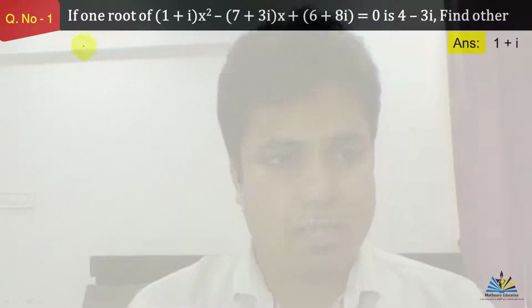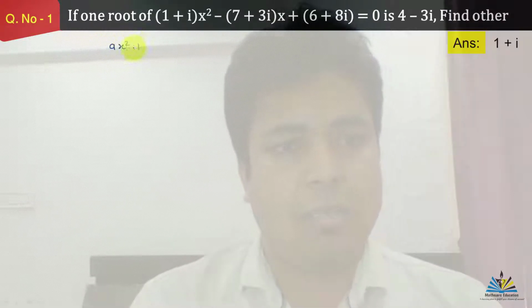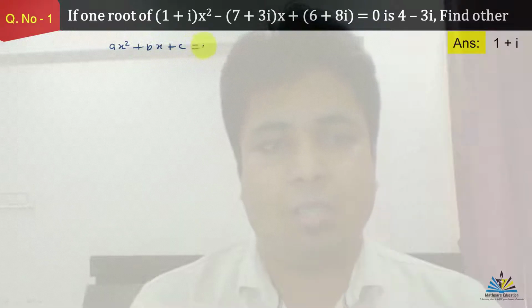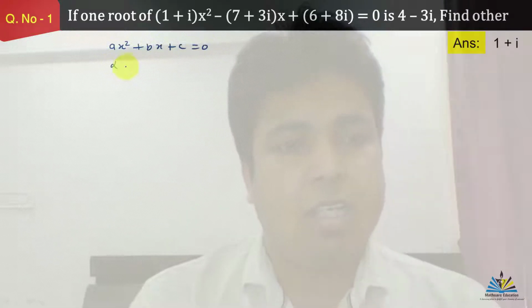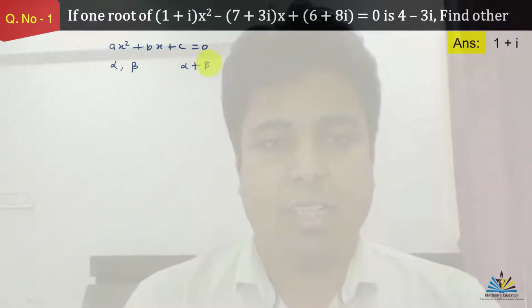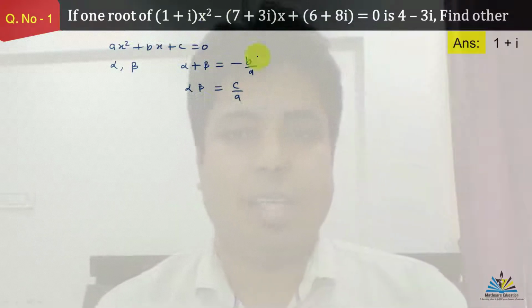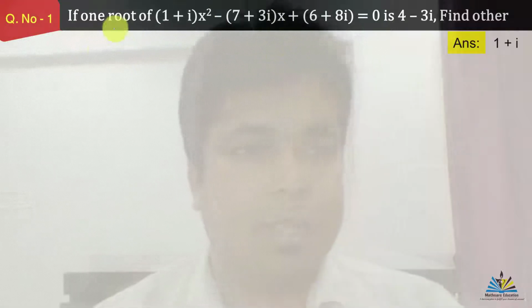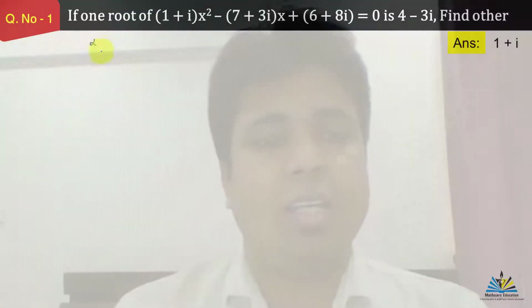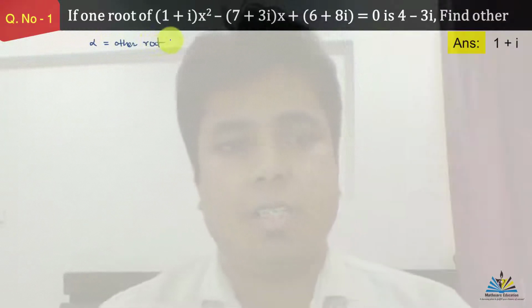As per the concept of a quadratic equation, that is ax square plus bx plus c equal to 0, if we have roots alpha and beta, then as per the rule, alpha plus beta, that is the sum of the roots, is minus b upon a, and the product of the roots, alpha into beta, is c by a. So we will apply the same concept here. Let's say alpha is the other root of this equation.